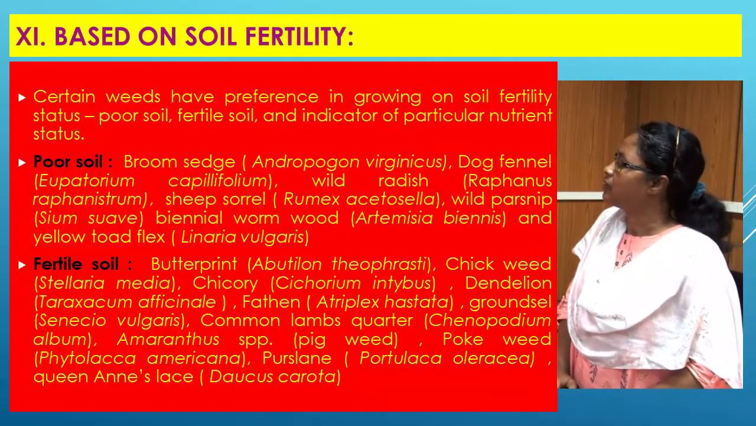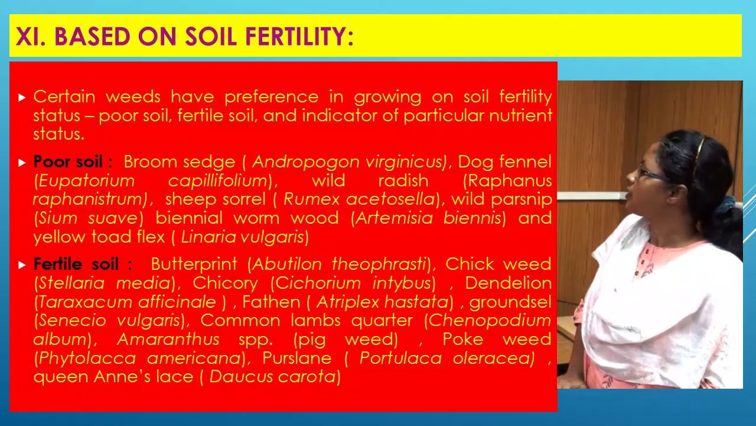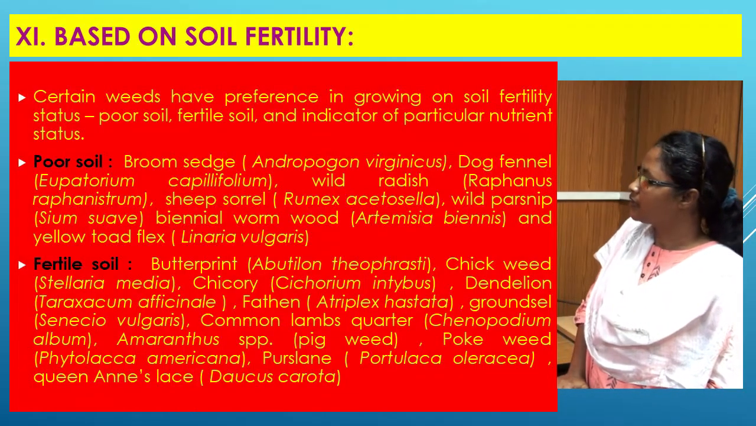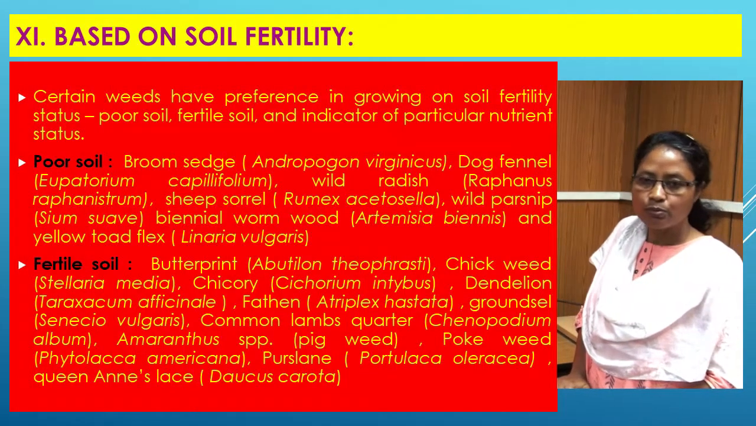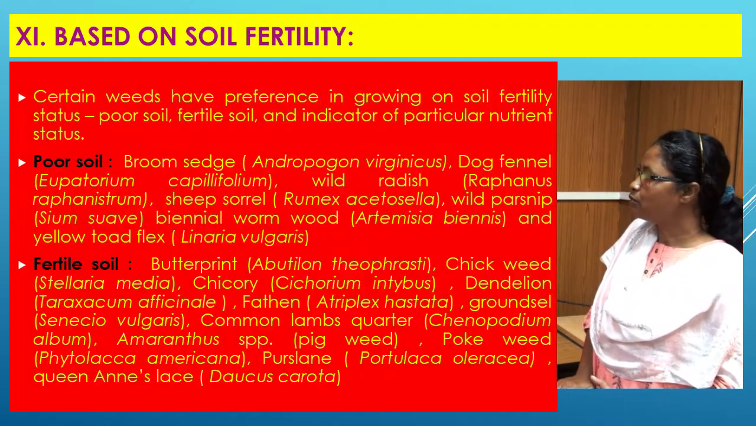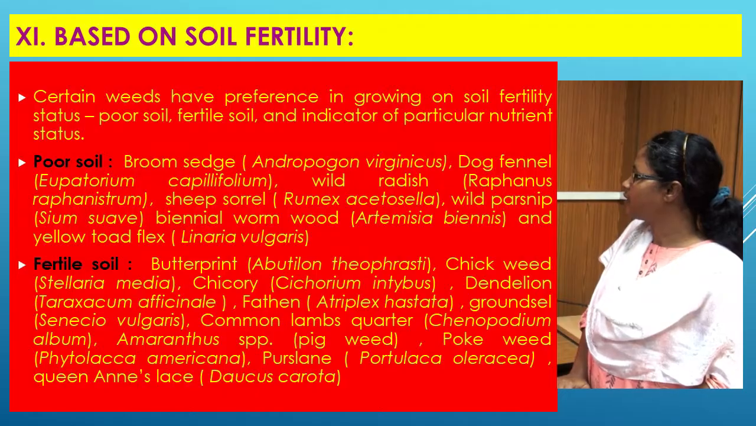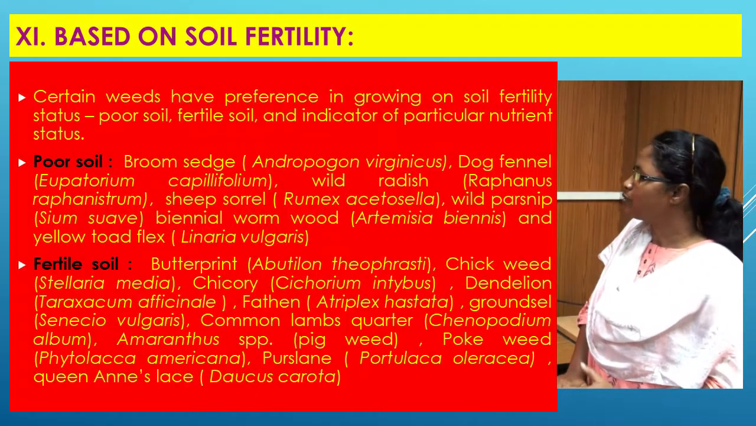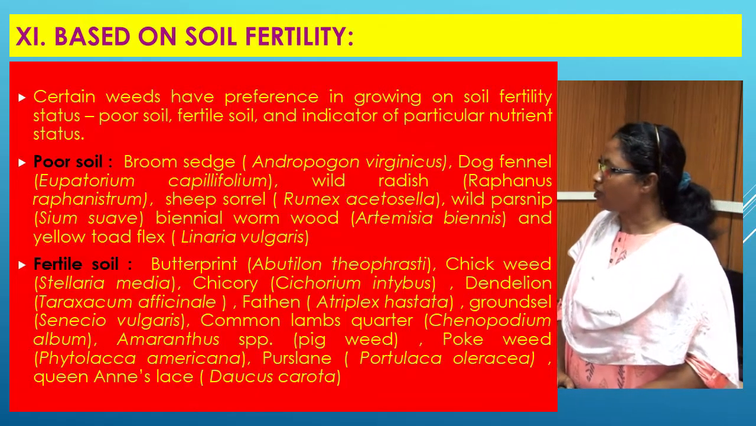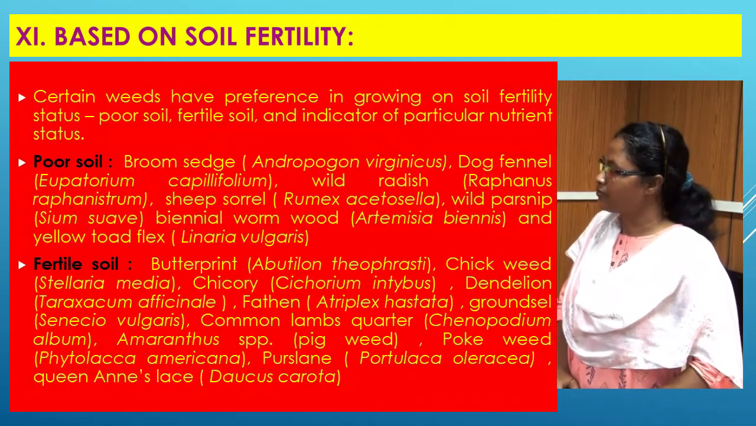Soil fertility. Certain weeds have a preference for growing on a particular soil fertility status. Some weeds grow well in poor soils, some grow only in fertile soil, and some are also indicators of a particular nutrient status. So accordingly they are classified.